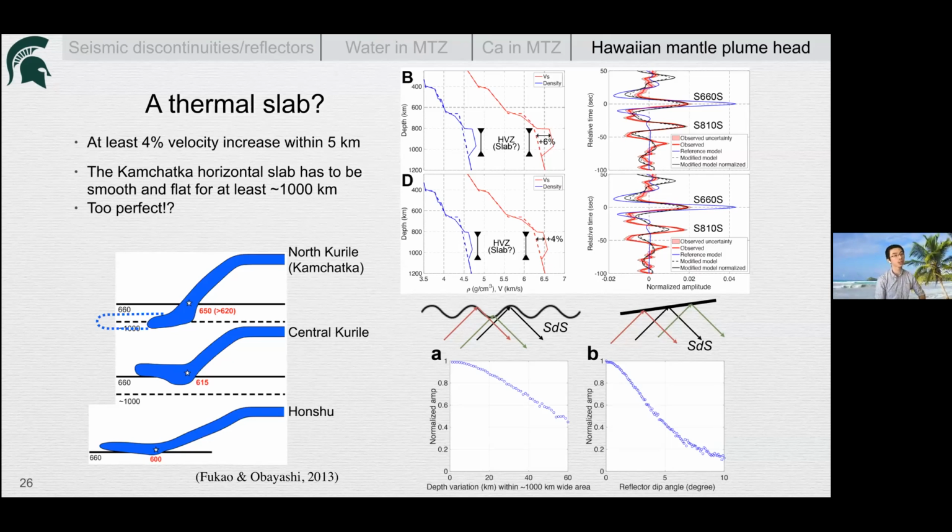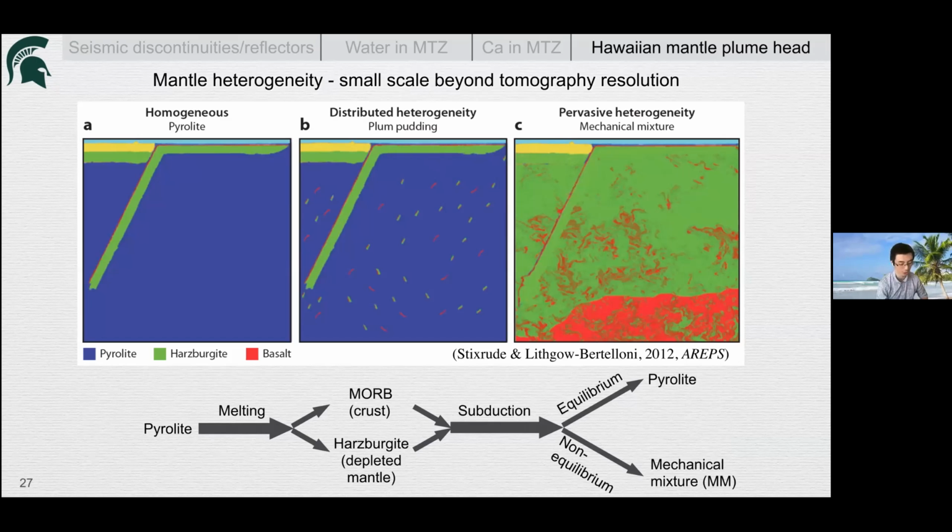Then I want to bring this slide up again, just to remind you that we have different end members of composition. Because, like I said, we concluded this reflector should occur at almost a constant depth, we probably need to look at some phase transitions. So here we have four end members: pyrolite, harzburgite, basalt, and mechanical mixture models. Let's see which model can produce such a strong signal at 810 kilometers depth.